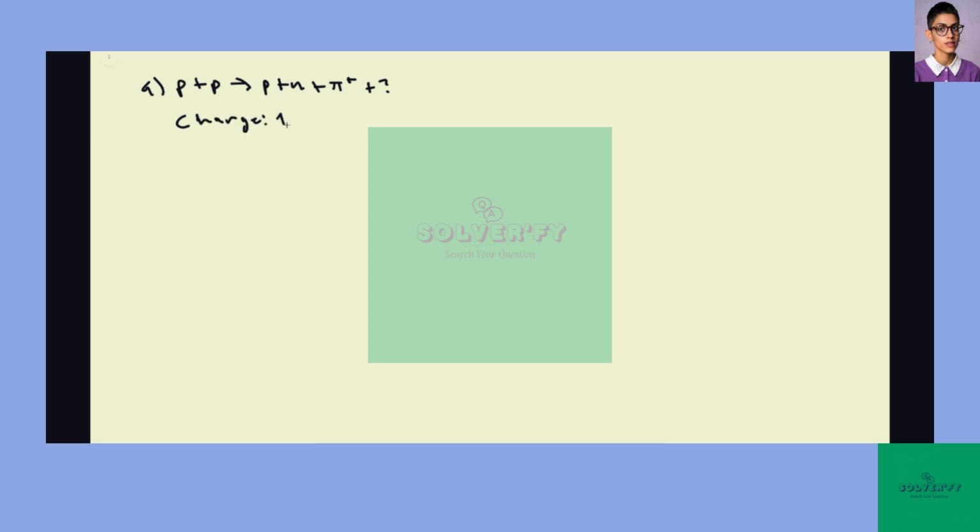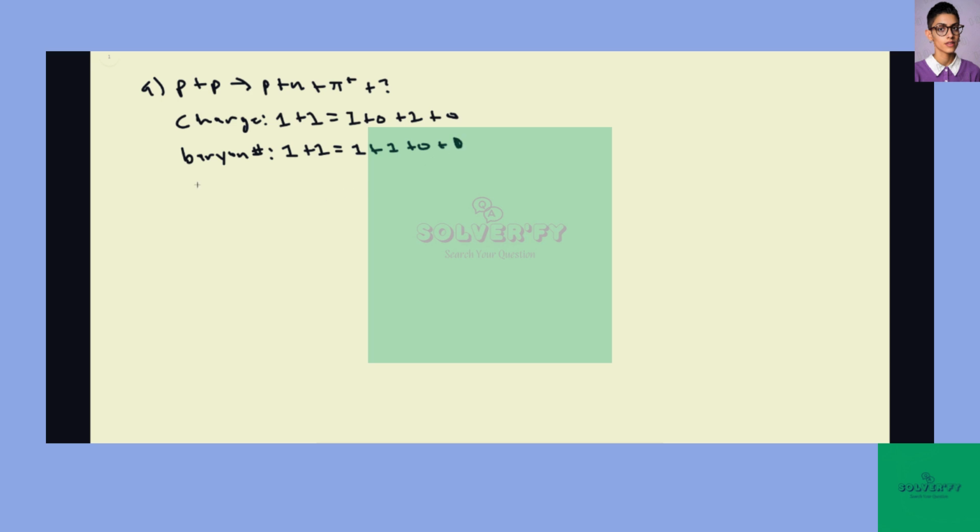So we have 1 plus 1 is equal to 1 plus 0 plus 1. So that means that it has to be neutral. So plus 0. So it must be a neutral particle. Now let's look at the baryon number. Baryon number, we have 1 plus 1 is equal to 1 plus 1 plus 0 plus, so in order to have conservation, it also has to be 0. So it must be a meson to conserve the baryon number. So it has to have a baryon number of 0.